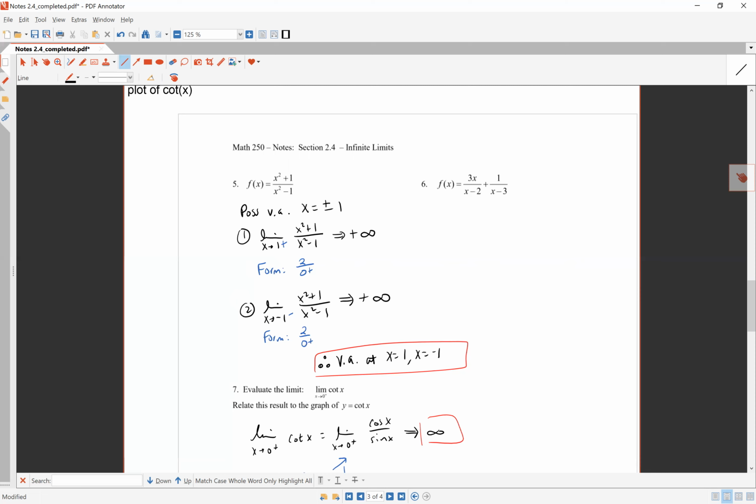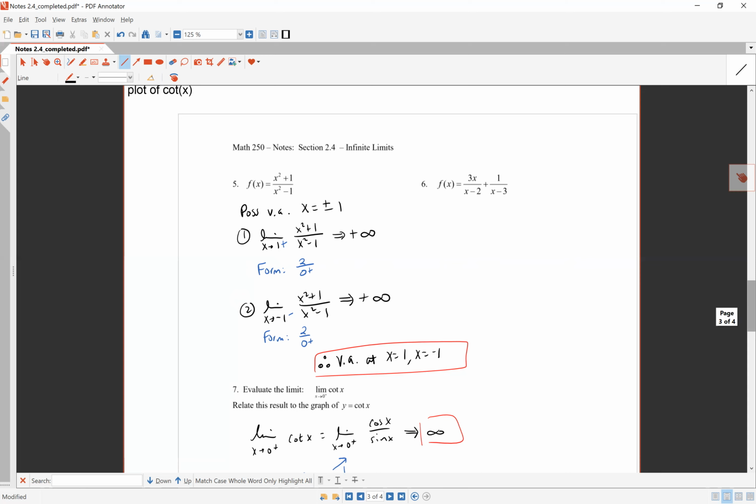And so as x goes to 1, you're going to get 2 over 0. So you have an asymptote at x equal to 1 and an asymptote at x equal to negative 1. So you get a vertical asymptote at x equal 1 and x equal negative 1, because in both of those cases you have 2 over 0.